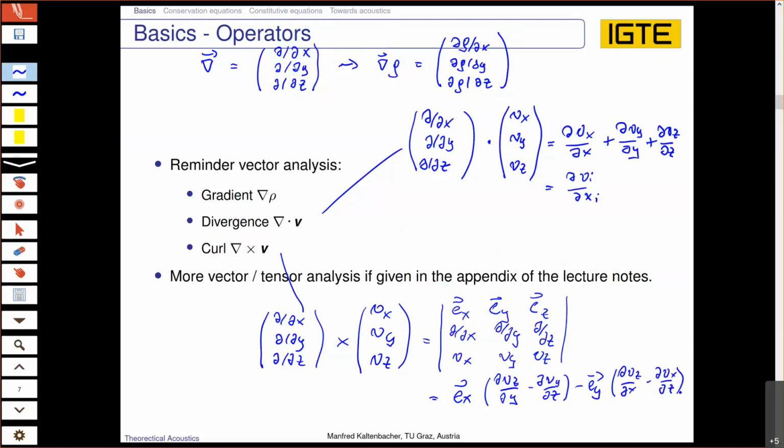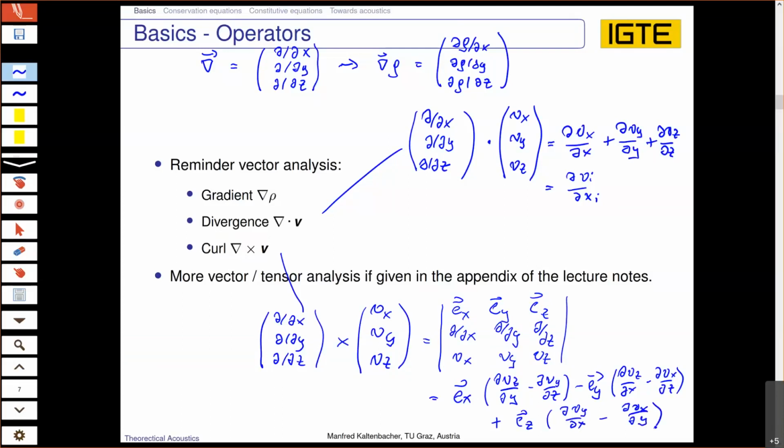Yeah, and then we come to the last, which is the unit vector in z direction, and this is our subdeterminant we have to compute. So simply writing down plus ez, and we take the derivative of the y component with respect to x minus the x component with respect to y. Okay, so these are the mathematical formulations.